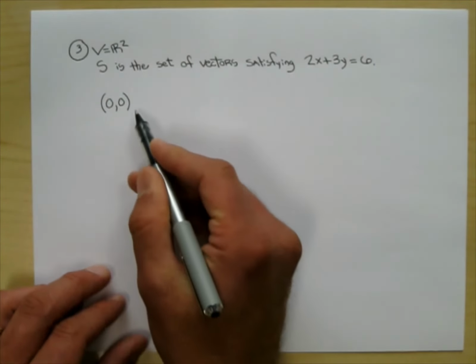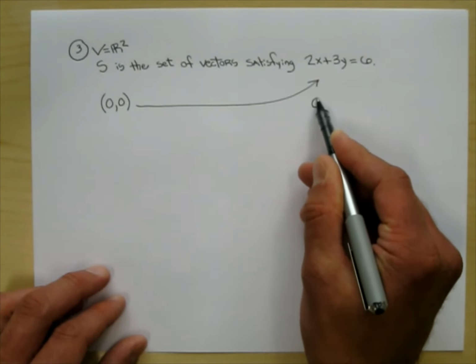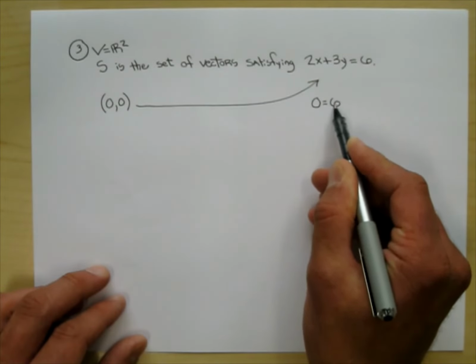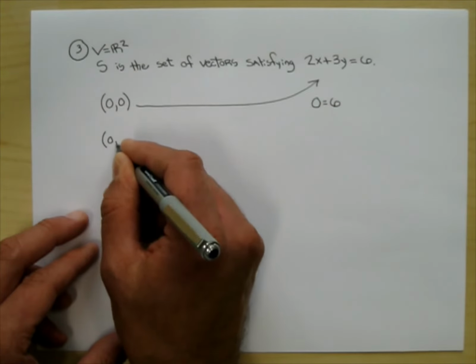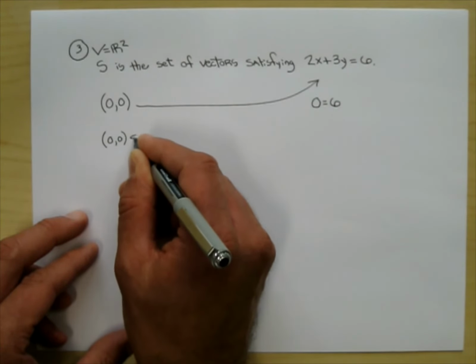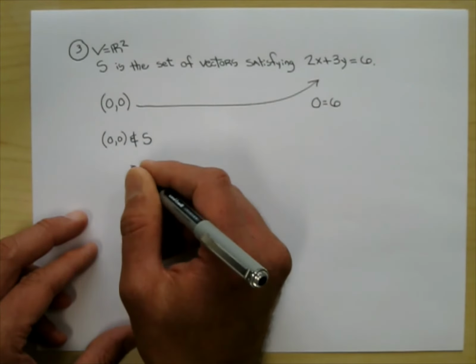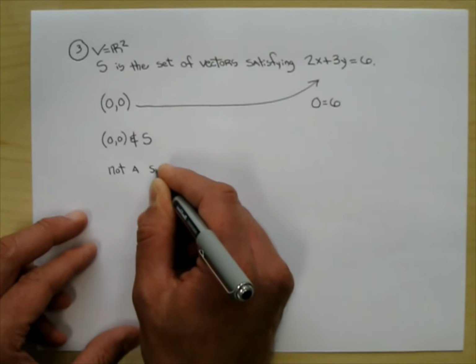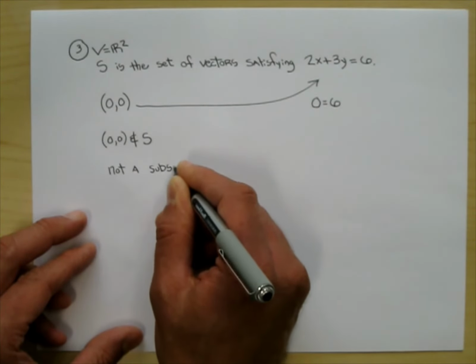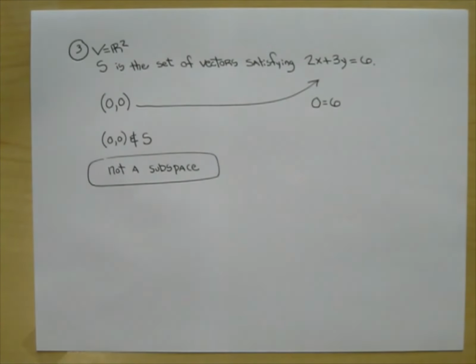And what happens when we plug the zero vector in there? We end up getting 0 equals 6. That's not good. So what does that mean? That means 0, 0 is not in the party circle. Game over, not a subspace. And you're done.